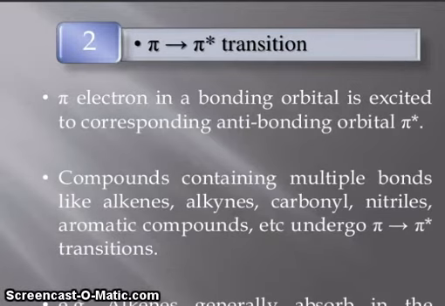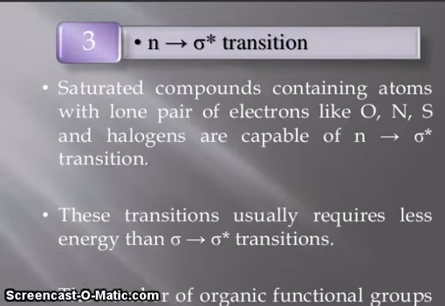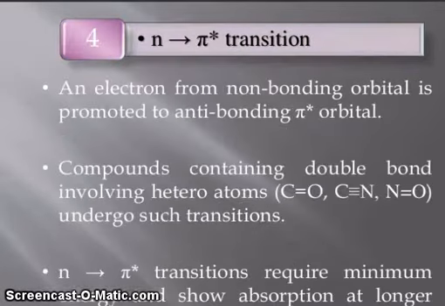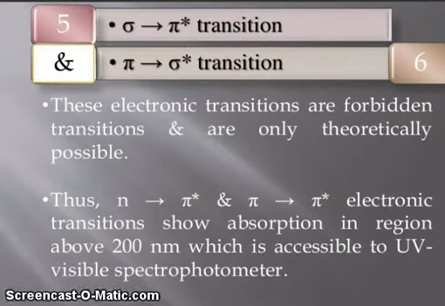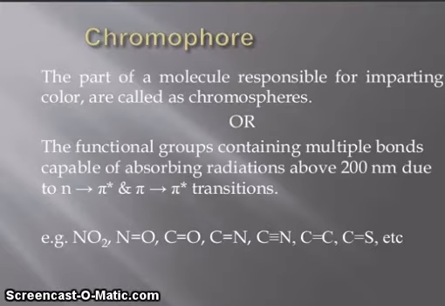Pi to pi star transitions, n to sigma star transitions, n to pi star transitions. Then sigma to pi star transition and pi to sigma star transitions. These electronic transitions are forbidden transitions and are only theoretically possible. Thus n to pi star and pi to pi star electronic transitions show absorption in the regions above 200 nanometer, which is accessible to the UV visible spectrophotometer.